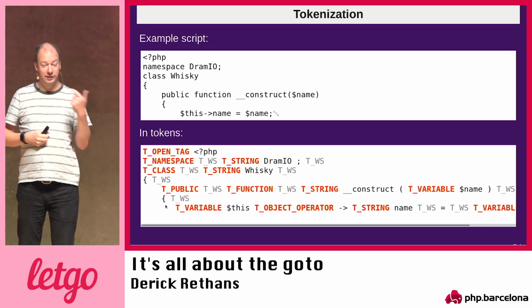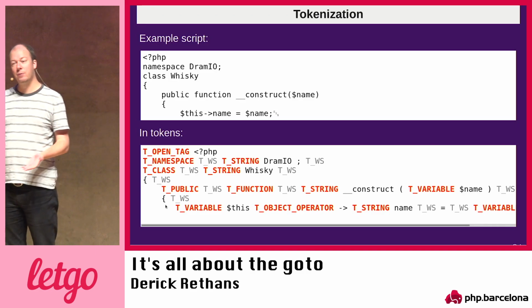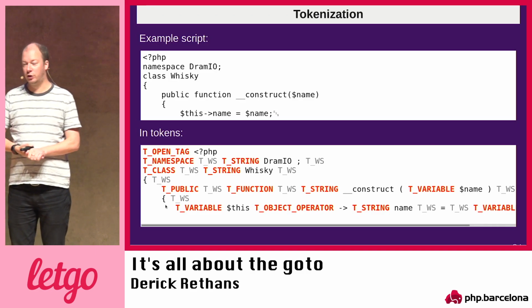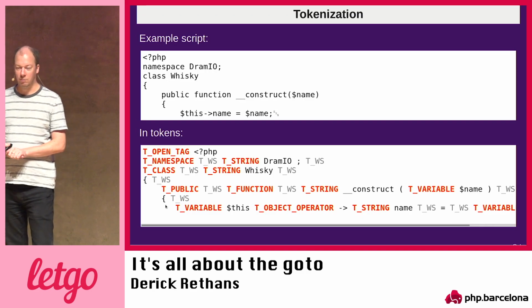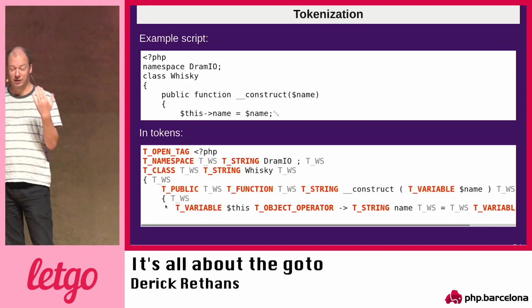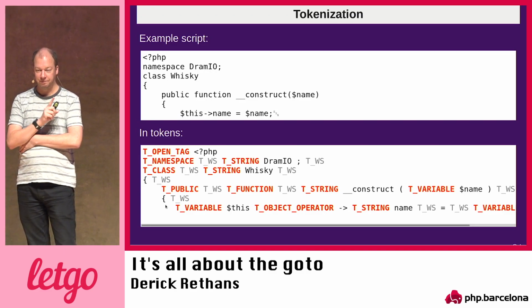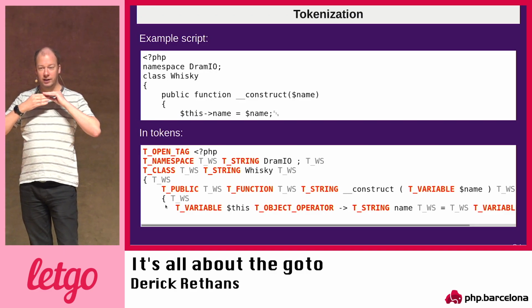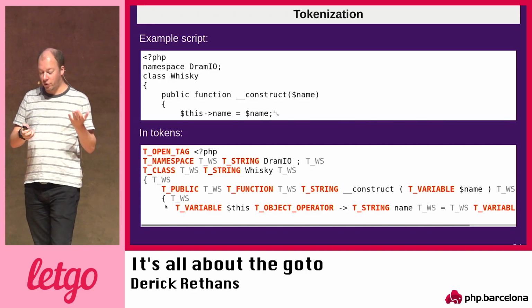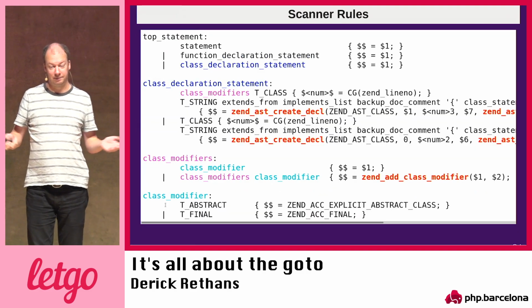There's tokenizers for tpublic, tclass. Basically, any keyword you see in the PHP language will have a token associated with it. I'm sure there's an exception here and there, but let's not dwell on those. So that's what the tokenizer does. At the end of the stage, there's a stream of tokens. But of course, these tokens don't particularly mean anything.